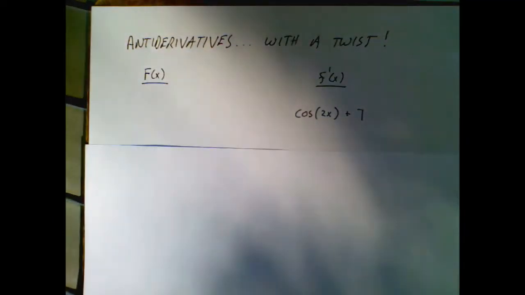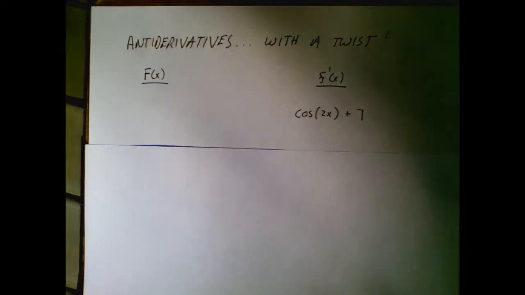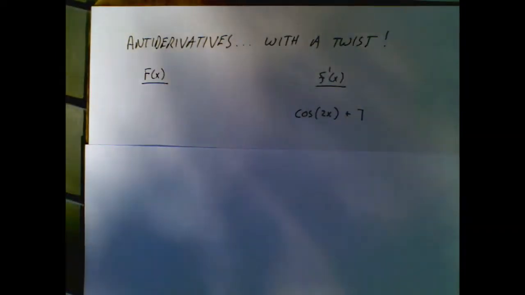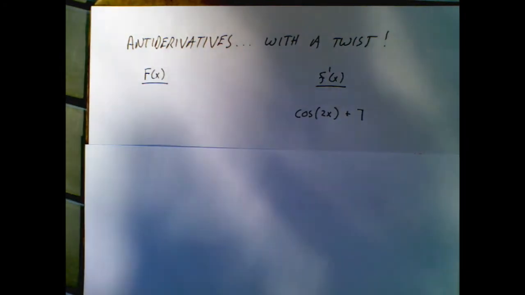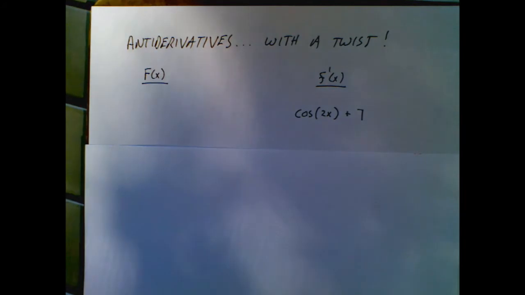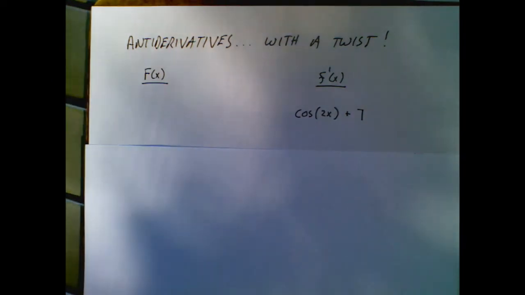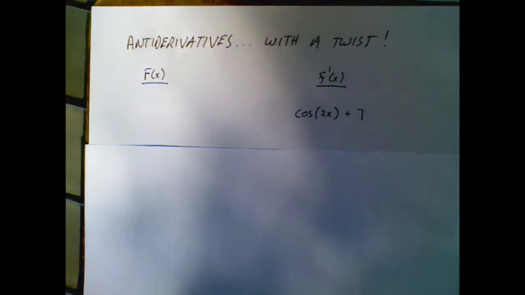Hi, if you're watching this video, you really should have already watched the first video on antiderivatives, or at least be familiar with antiderivatives, because we're now going to go further and show you what happens if you have a twist on your antiderivative. Also, for the purposes of this one, we're never going to solve for C. That's covered in the previous video, and that's not the point of this video. So we're just going to always have a plus C.